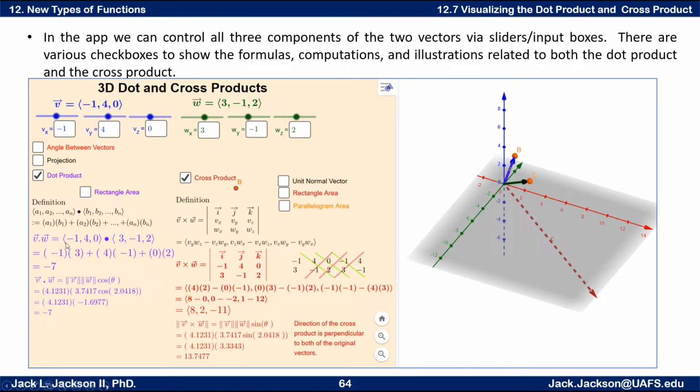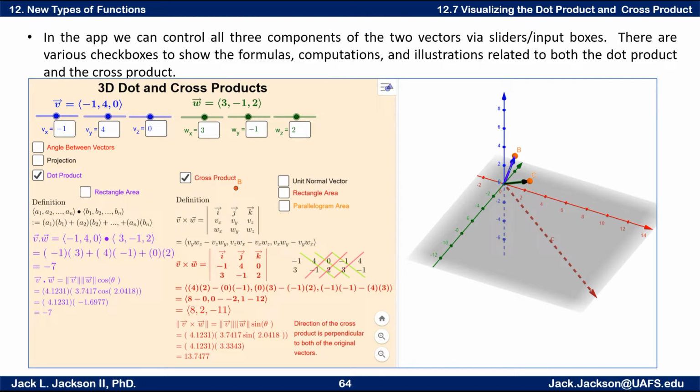We see the definition and computations for the dot product here, definitions and computation for the cross product here, sort of the algebraic versions, and then sort of a geometric version here for the dot product, and over here for the magnitude of the cross product. The cross product is actually illustrated as a vector and graphed, which is right this red vector here. And we have some other boxes that you can click on and off to see various things.